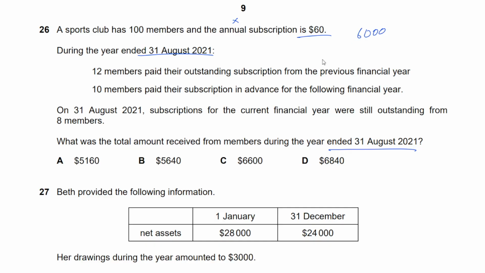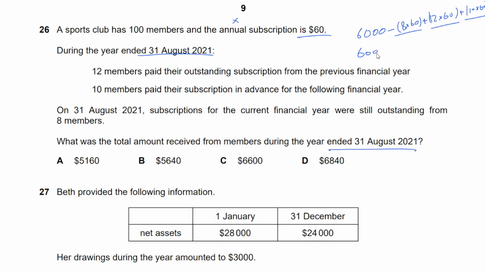Like, imagine we've received that. But then they later tell us subscriptions for the current financial year were still outstanding by 8 members. 8 members did not pay us. Out of the 6,000 which we were supposed to receive, we received everything except for these 8 members. So 8 times 60, because these 8 members did not pay, this is what we received for the current year. They are also telling us that we received from 12 members outstanding from the previous financial year. So we also received 12 times 60 for the previous year, and we also received 10 times 60 for the next year, right? So I just subtracted the things we didn't receive, and we added the things which we actually received.